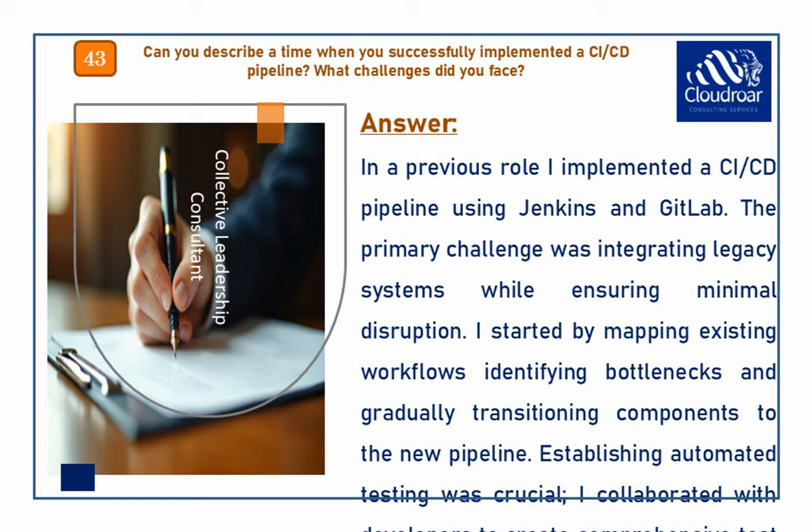I started by mapping existing workflows, identifying bottlenecks, and gradually transitioning components to the new pipeline. Establishing automated testing was crucial. I collaborated with developers to create comprehensive test suites. Another challenge was team resistance to change. I hosted workshops to demonstrate the benefits of CI/CD, emphasizing faster deployment cycles and increased code quality. Ultimately, the pipeline reduced deployment time by 40%, enhancing our ability to deliver features rapidly.